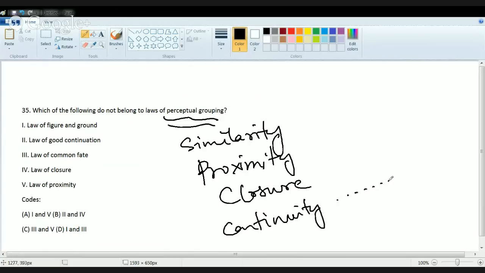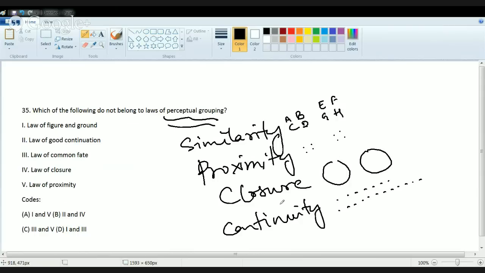So if there is a dot, then I feel that this is the correct continuation. If I have drawn this much, I feel this should be circular, so I can close it. If these four points are this close, I feel all the four points should be this close. And if I have written A, B, C, D in big letters, there should be similarity. So I am writing E, F, G, H also in big letters, not in small letters.